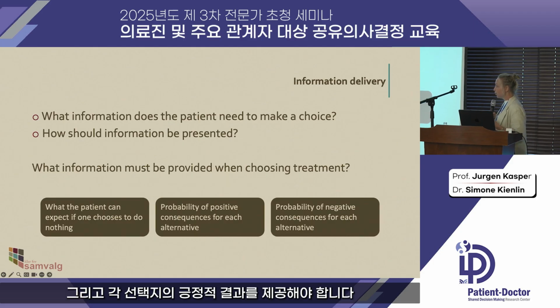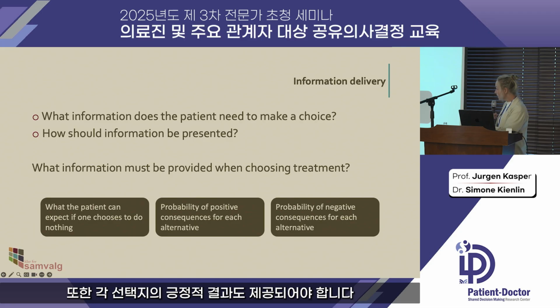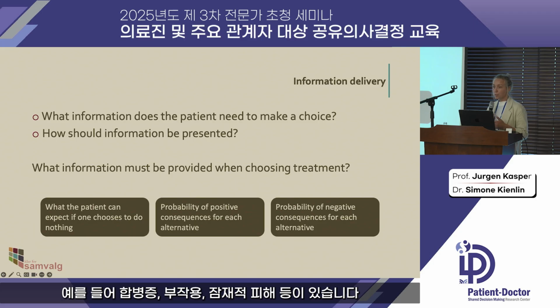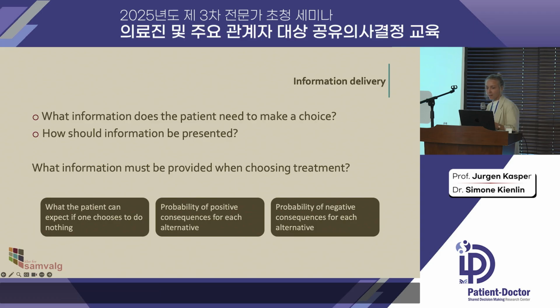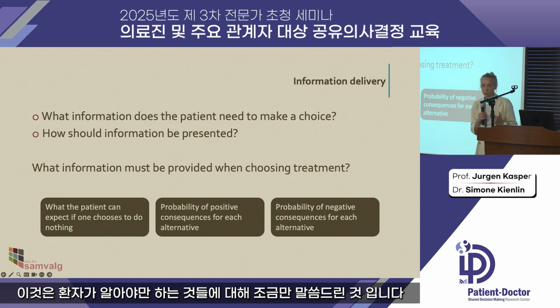Then we must present the probability of positive consequences of each option. By that I mean reduced risk of a disease, or greater likelihood of survival, or fewer symptoms. Those are the positive consequences, to give some examples. And then also the negative consequences of each option: possible complications, side effects, or harms a potential measure can cause. This is only telling you a little bit about what the patient should know.